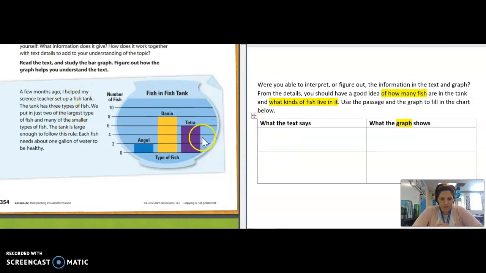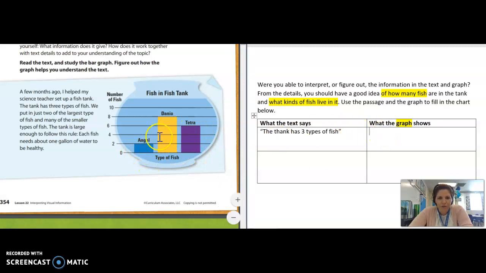Well, the first connection is exactly what I just was thinking and said to you guys, that the text says the tank has 3 types of fish. So then it never told me in the actual text what types of fish they are. So then I look at the bar graph here. It's labeled types of fish, and then I see 1, 2, 3 bars. Hopefully you guys are following along and you can see that.